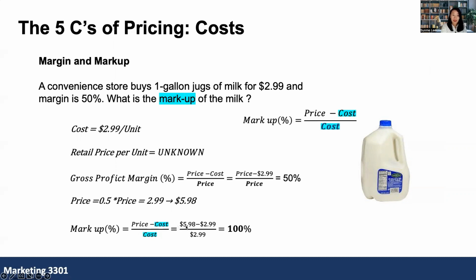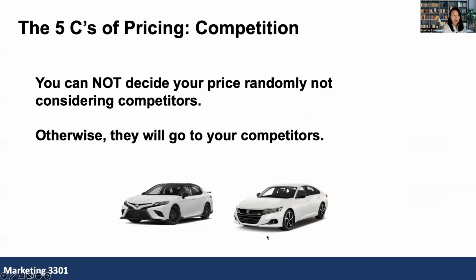So 5.98 minus 2.99 divided by 2.99, which is cost and price, then we know the markup is 100%. The next one is competition. So I mentioned that prices relate to the revenue for a business. So you might want a high price to have a better revenue. But keep in mind that there is competition. You cannot decide your price randomly, not considering competitors.